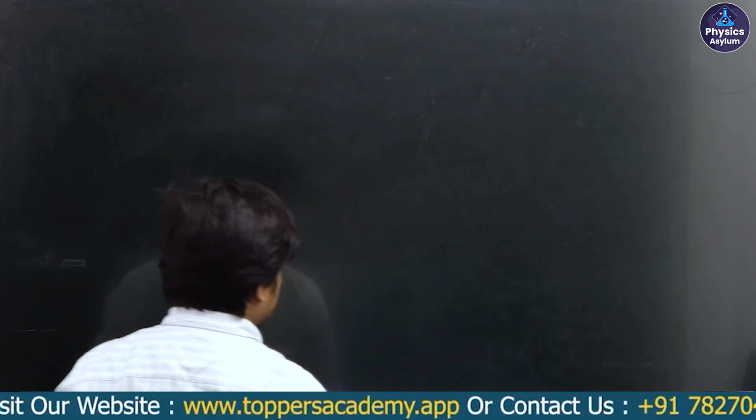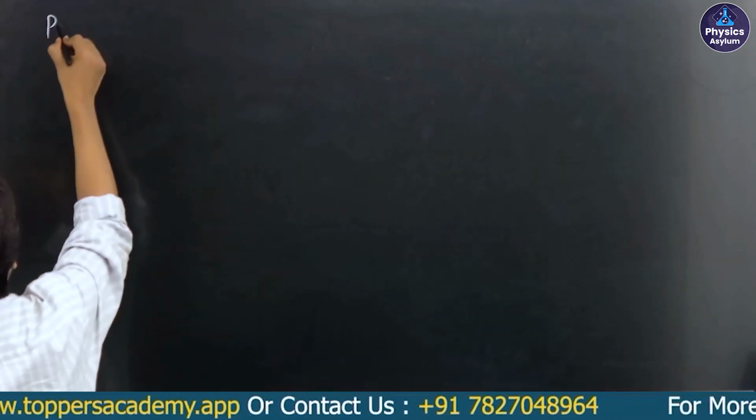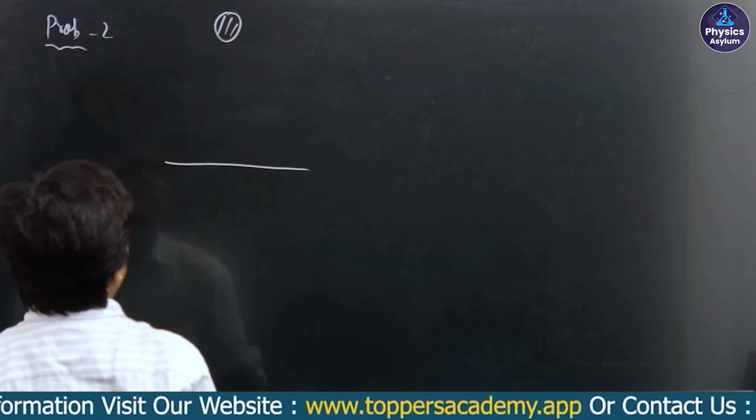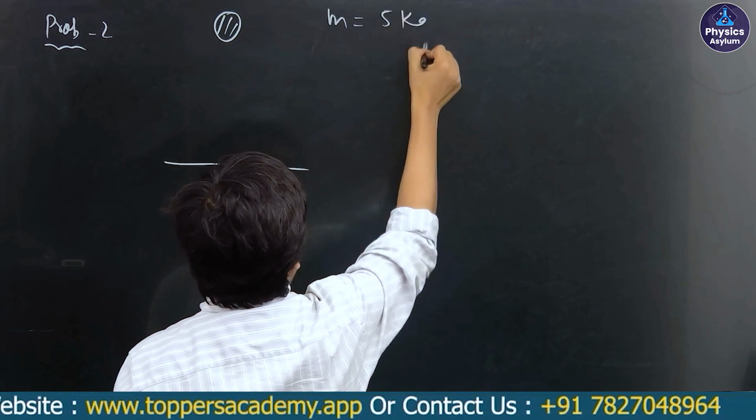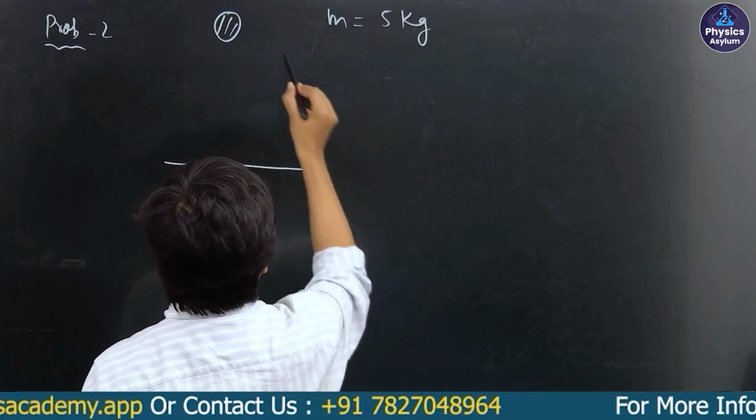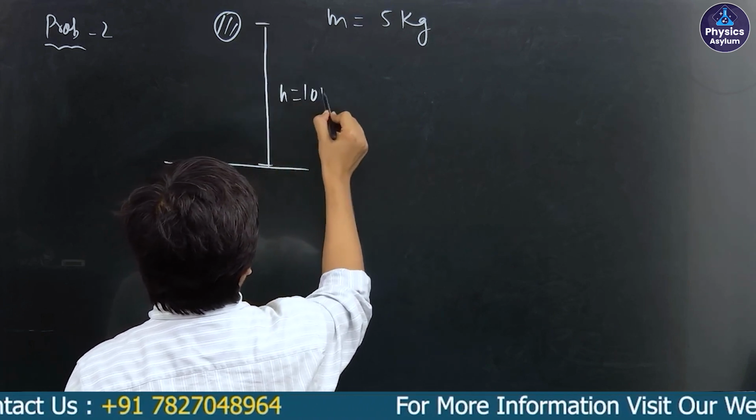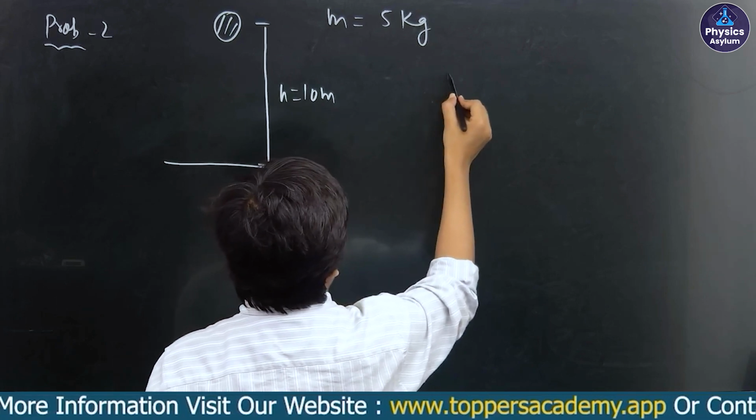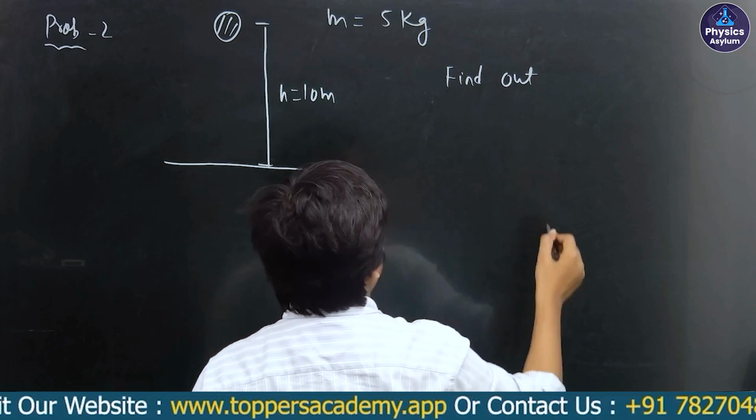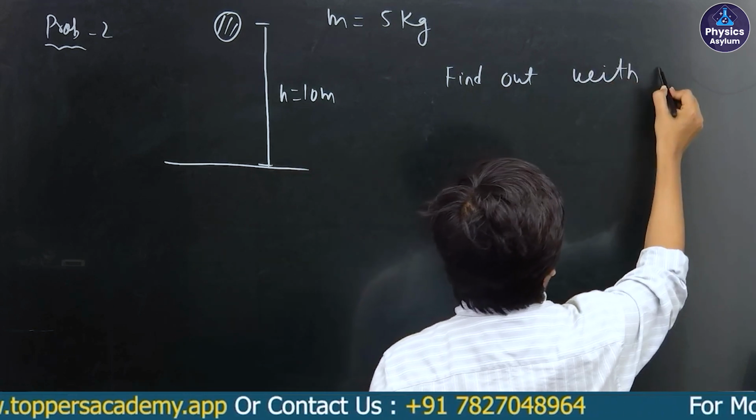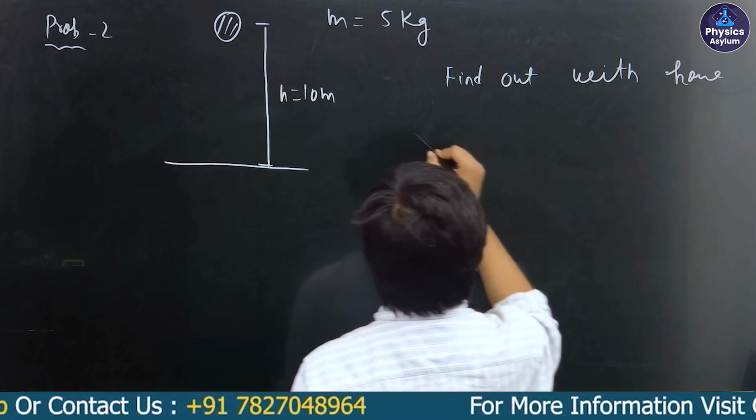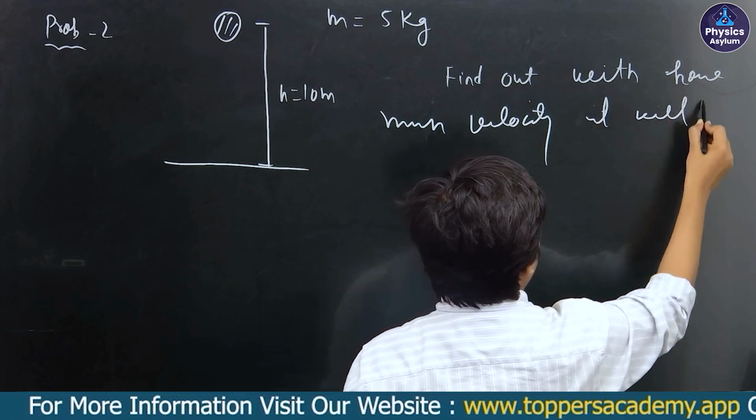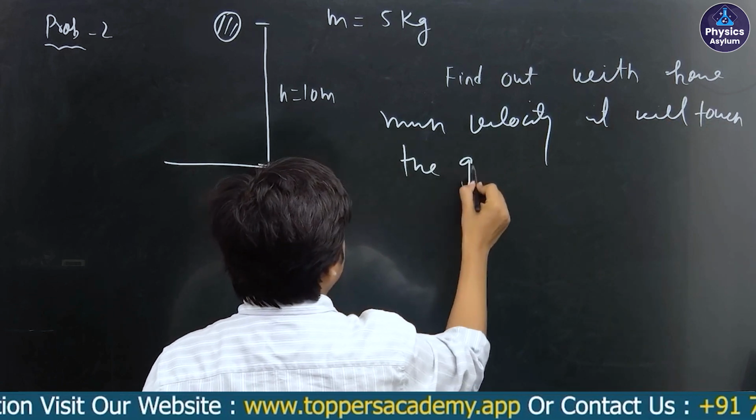Okay. Now let me do one more example. Suppose there is a ball, the same ball, and I am considering that it has a mass of 5 kg. It falls from rest from a height of h equal to 10 meter. Now if your problem is to find out with how much velocity it will touch the ground.